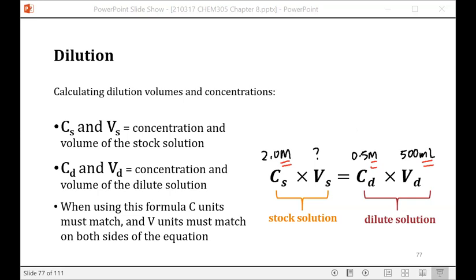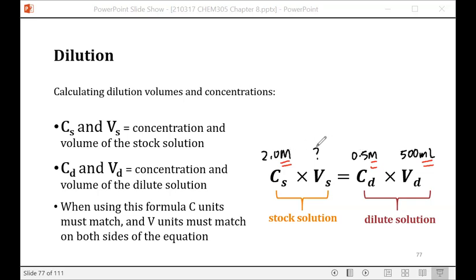So just make sure when you set these problems up that you convert your units before you start plugging in values so that your units end up canceling out. Let's solve this one out quick. This problem would read something like: a scientist has a 2 molar solution of sodium chloride in the lab, and they want to dilute that to make 500 milliliters of a half molar solution. How much of the 2 molar solution do they need to add to make a final solution that's 500 milliliters and half molar in concentration?